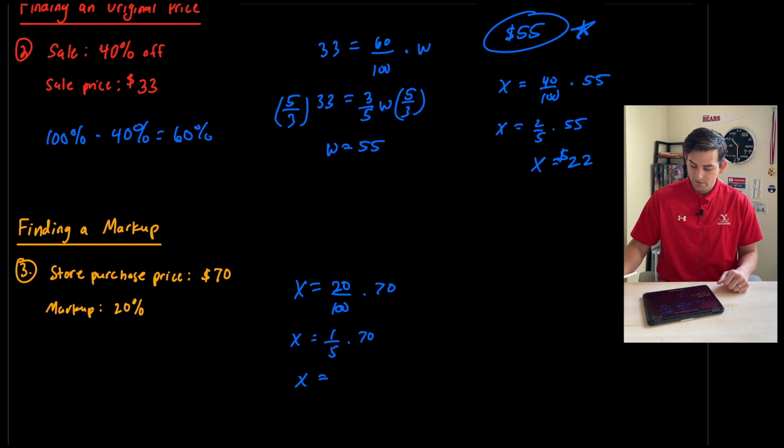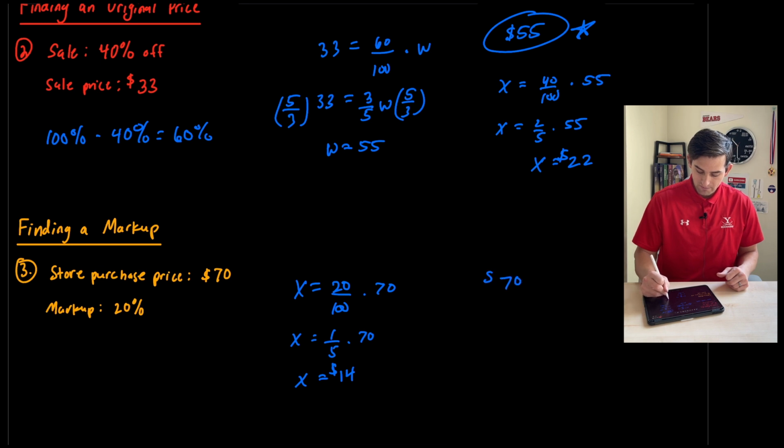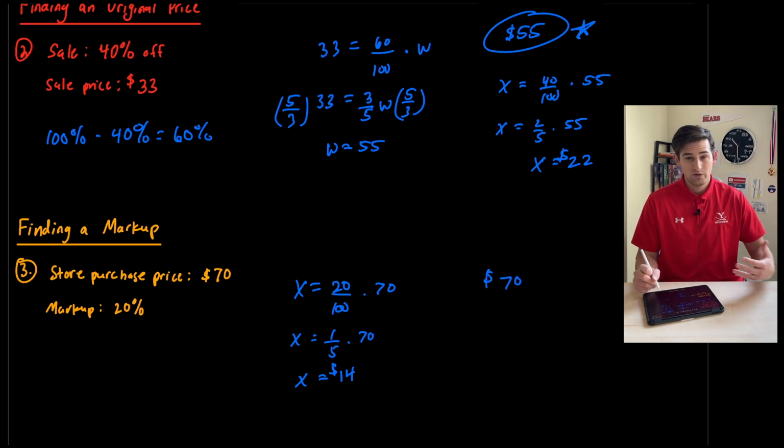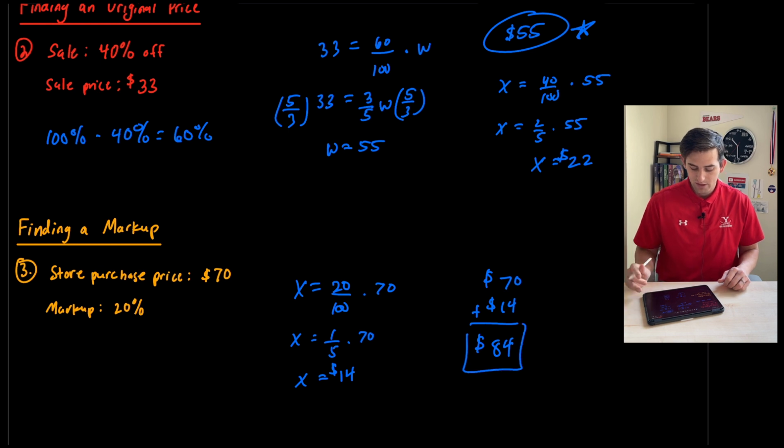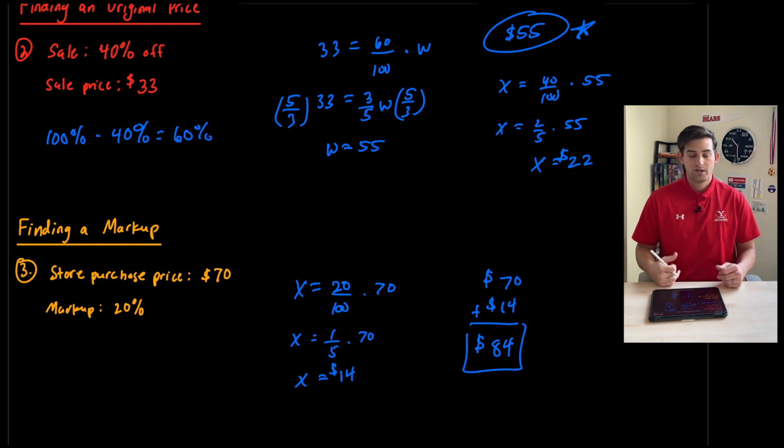Okay, so now we can do 70 divided by 5, and that gives us 14. So our markup here is $14. So we bought the item for 70, or basically the original price of the item would be 70, but now the store wants to add an additional $14. So now the actual selling price of the item would be $84 instead of $70, profiting the store $14. Okay, so that's a little bit about discounts and markups.